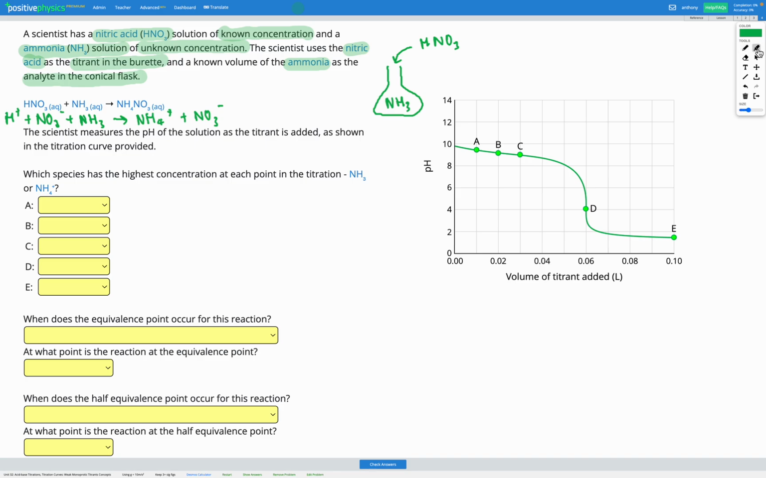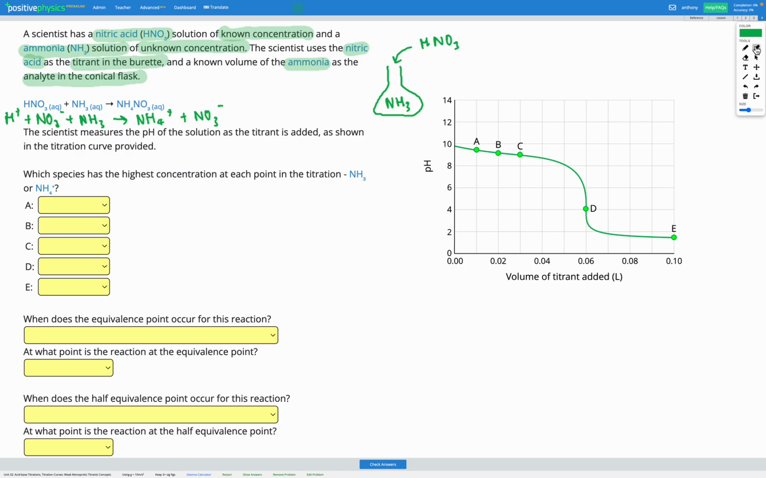So we can see here that NO3-, that is a spectator ion in this reaction because it doesn't participate. It's there at the beginning and the end. The H+ and the NH3 form the NH4+. So those are our participator ions.